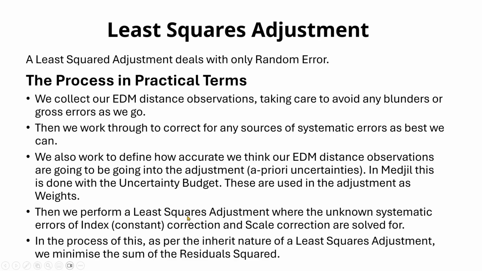Then we perform a least squares adjustment where the unknown systematic errors of index or constant correction and scale correction are solved for. This is assuming we are not doing the 4 additional parameters, cyclic parameters. And in the process of this, and as per the inherent nature of least squares adjustment, we are minimizing the sum of the residuals squared.